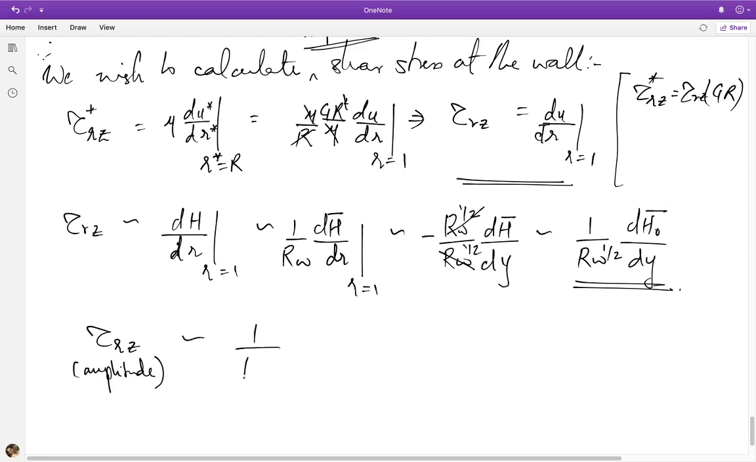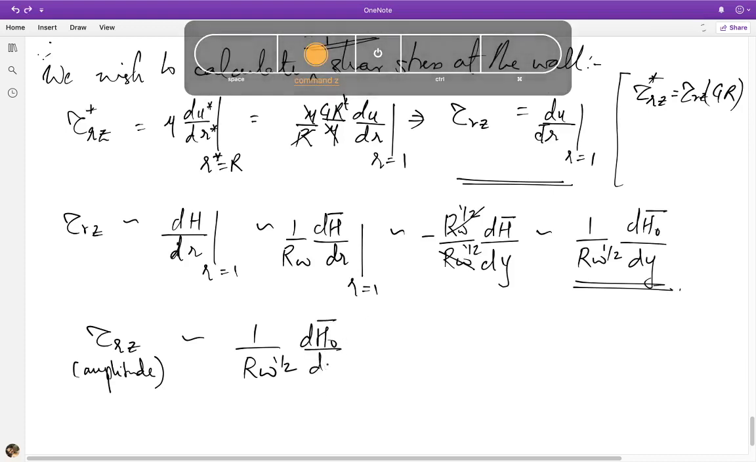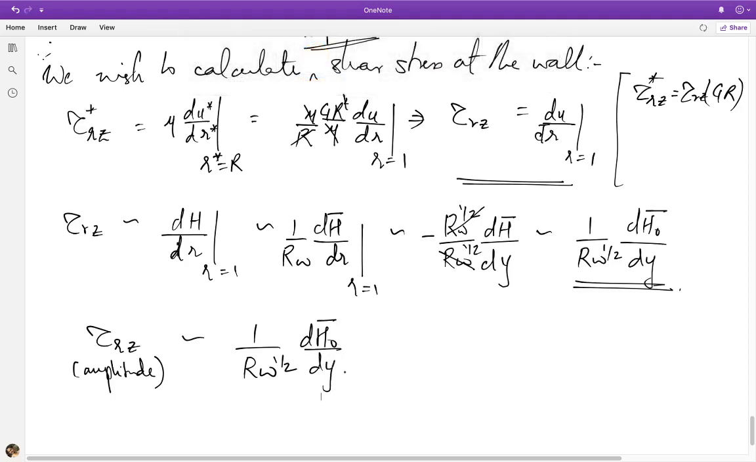It is basically given approximately by 1 by Rw to the half times d H naught bar dy. All right, so now I could get a good estimate for this if all I have to do is calculate H bar naught and take its derivative with respect to y at the wall. So at y equal to 0. Yes, I should have written that there. So r equal to 1 is of course y equal to 0.